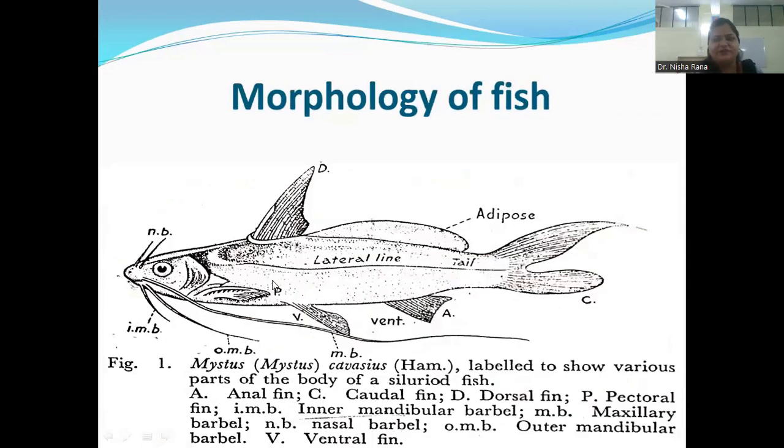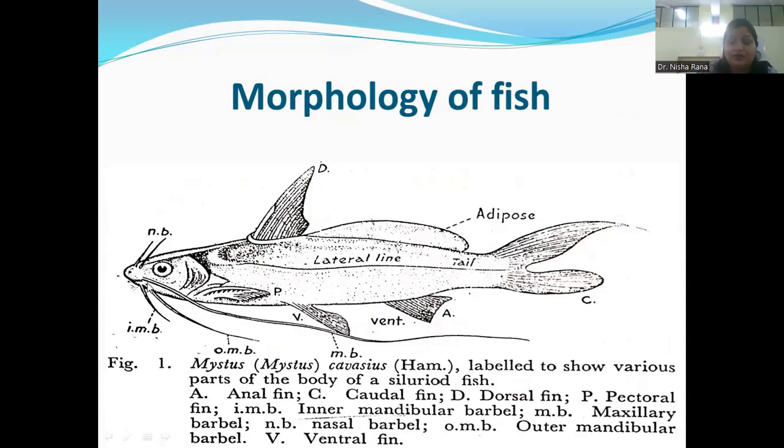So how can we identify a fish? These are the morphological features of a fish, Mystus cavasius. Mystus is the genus and cavasius is the species. You can see an image of a fish showing the nasal barbels.